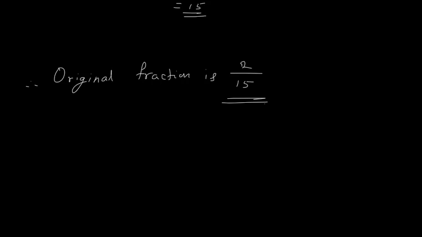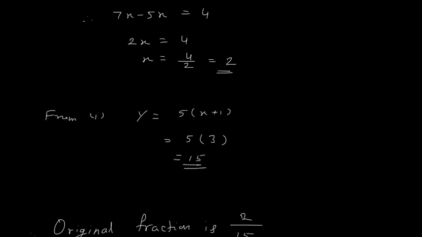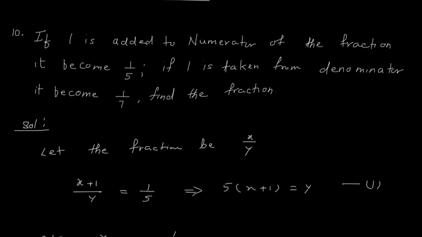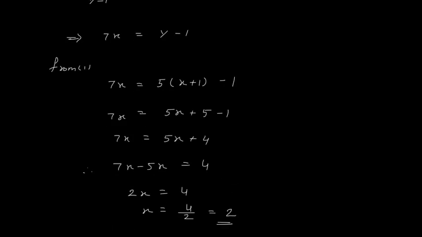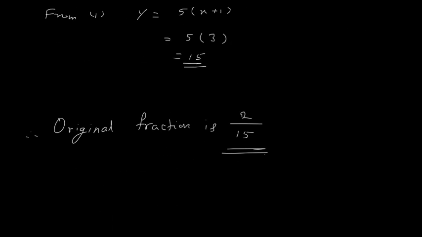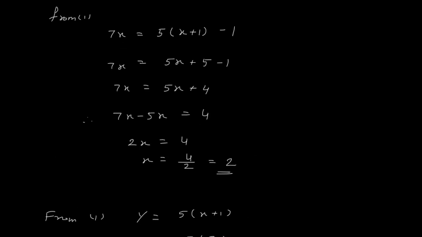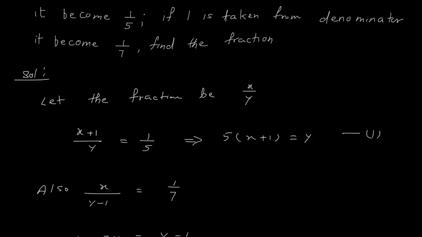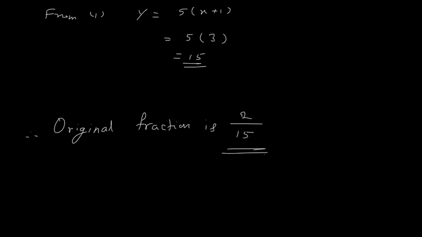When I subtract 1 from the numerator, it must become 1 upon 5 if 1 is added. Okay, sorry, if 1 is added to the numerator. Now, if I add 1, so 2 plus 1, 3. So 3 upon 15 is 1 upon 5. If I add 1 to the numerator, it becomes 1 upon 5. And if I subtract 1 from the denominator, it becomes 1 upon 7. So if I subtract, it becomes 14. So 2 upon 14 is 1 upon 7. Simple.